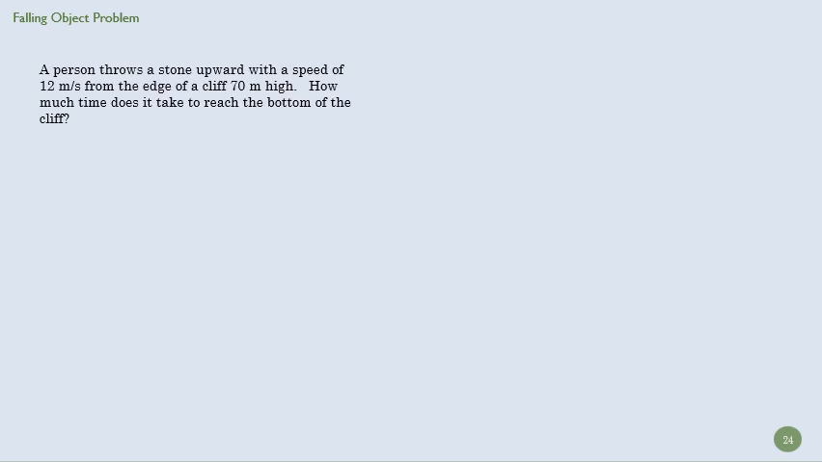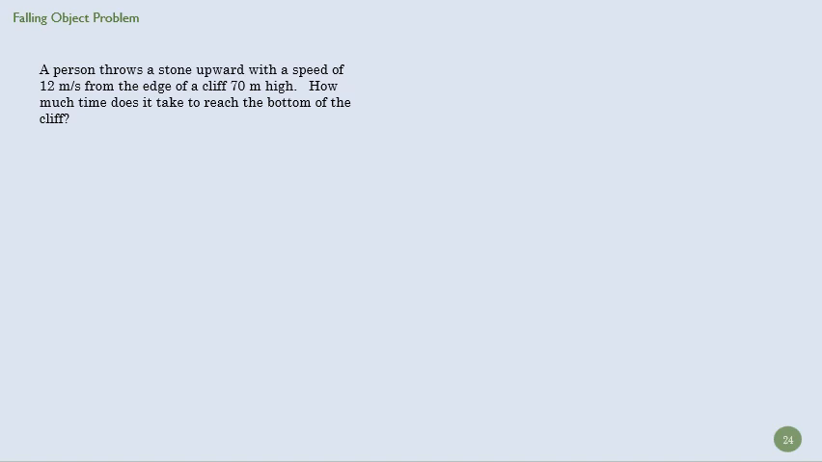There are a lot of cliffs and stones and potatoes in our kinematics equations, maybe some catapults. So here we start with a person throwing a stone upward with a speed of 12 meters per second from the edge of a cliff 70 meters high. And we want to know how much time it takes for the stone to reach the bottom of the cliff.